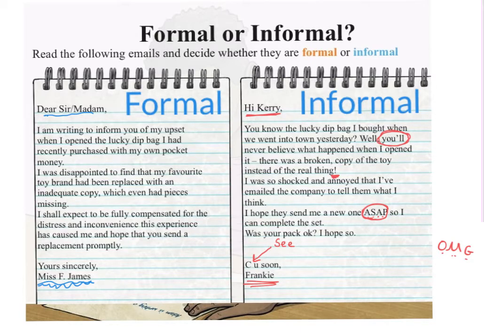Okay, let's have a look how we know that this is formal then. So other than dear sir and madam, we've got big words like experience, replacement, promptly. That means quickly. Compensated, so she's asking for her money back. I was disappointed instead of I was not very happy. These are all formal ways of saying things. Also inadequate. So really, really good use of vocabulary here in comparison to this informal letter.